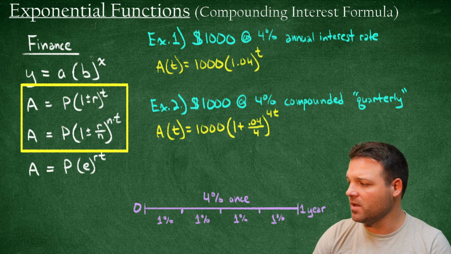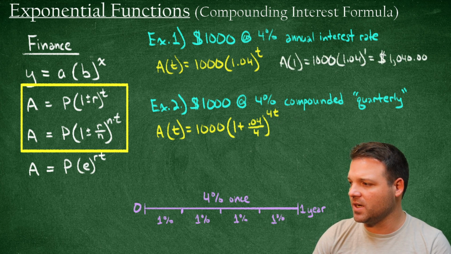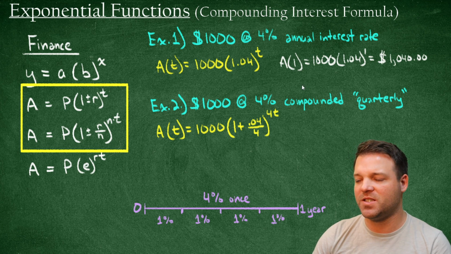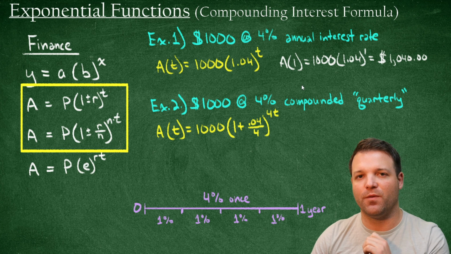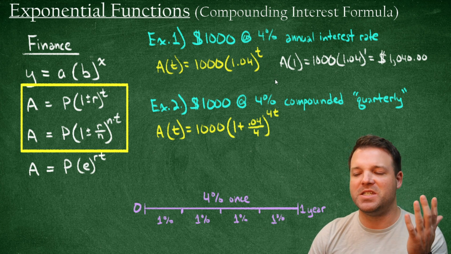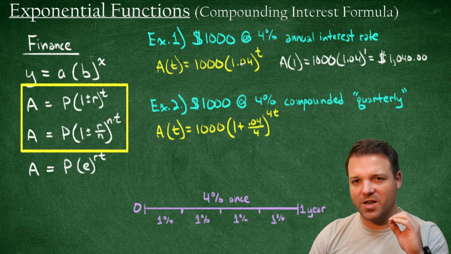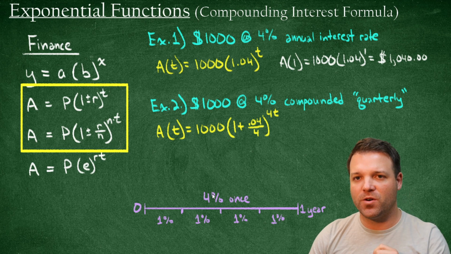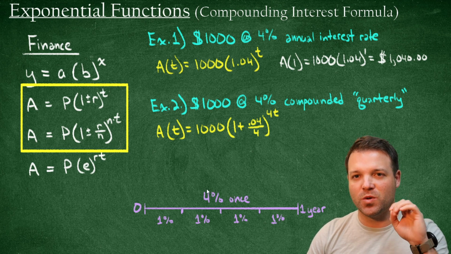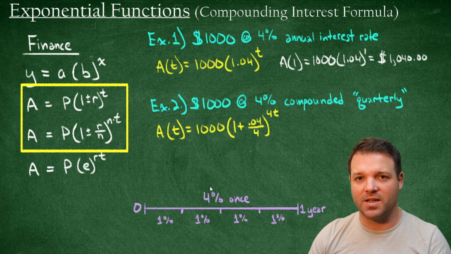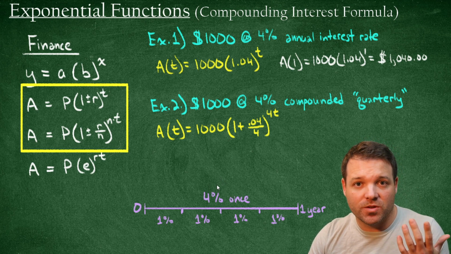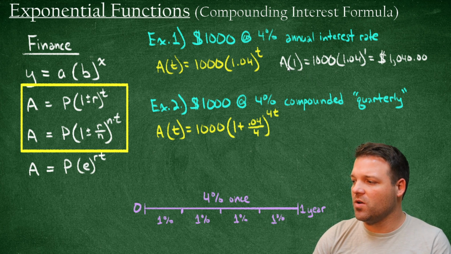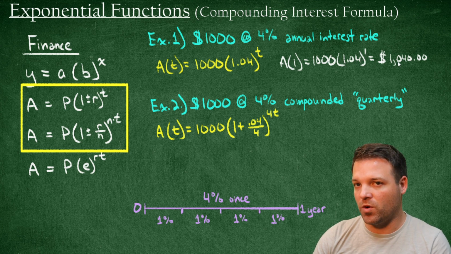All right, so let's go ahead and actually apply this. If we apply this for just 1 year, what's the difference? If we apply a 4% rate one time versus splitting that 4% into 4 1% installments, is there going to be an actual difference? Well, let's take a look and calculate it. In this first one, A of 1, we plug in 1 for t for 1 year, and we end up with $1,040.